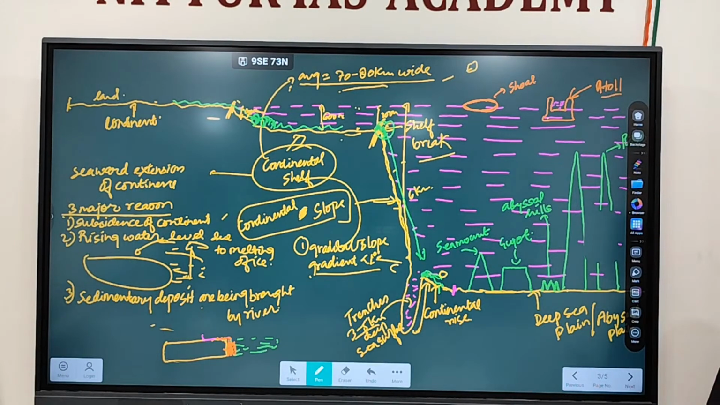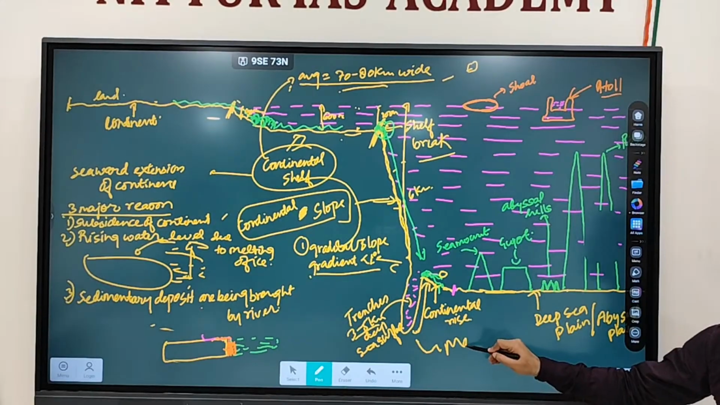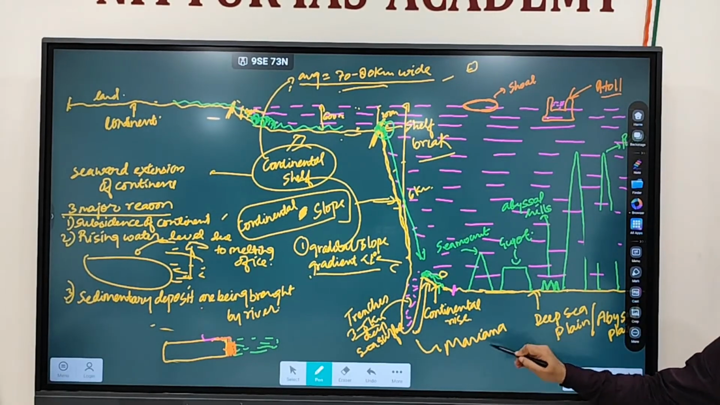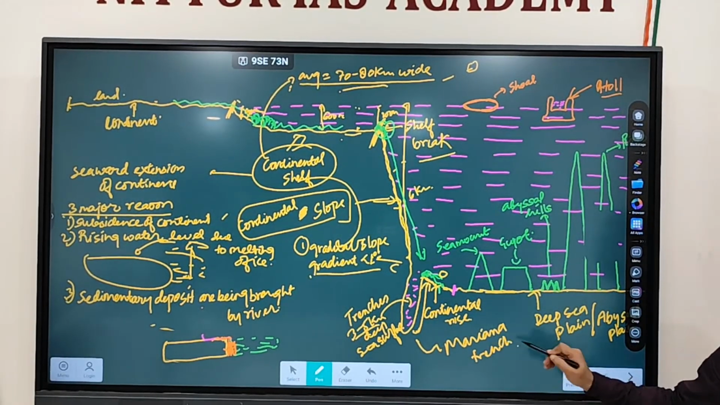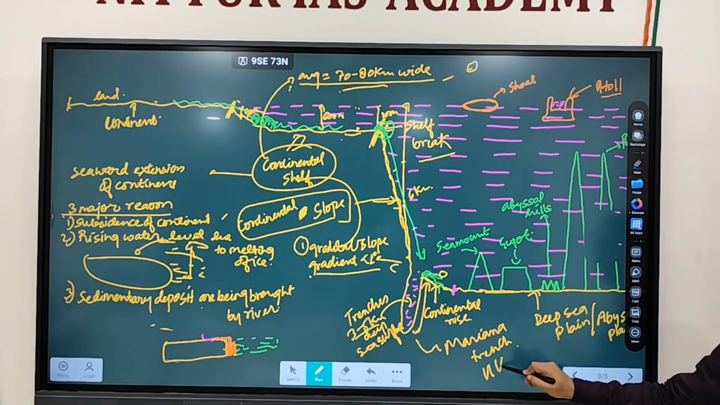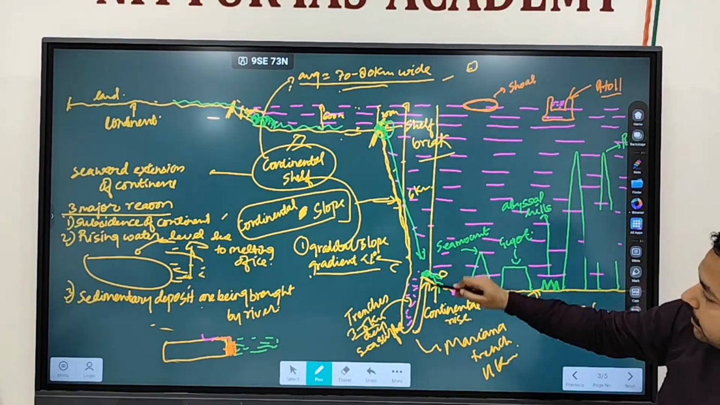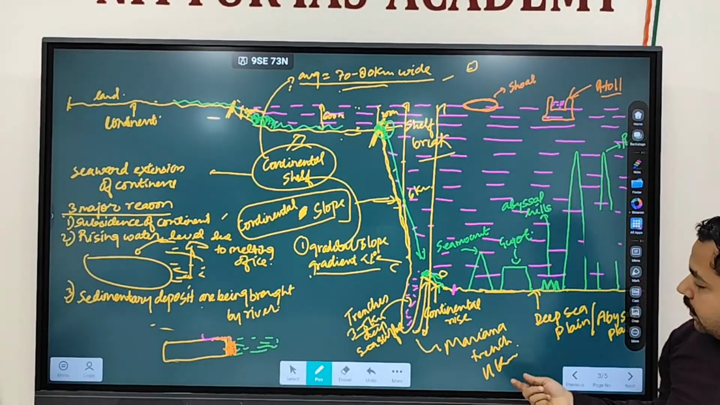Fine. The biggest trench we discuss is what? Mariana Trench. Okay, so the biggest trench that we have discussed is Mariana Trench. So Mariana Trench is how deep? 11 kilometer from the sea level. So from here to here, if you measure the trench height, it is 11 kilometer.